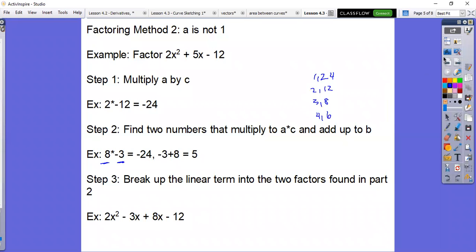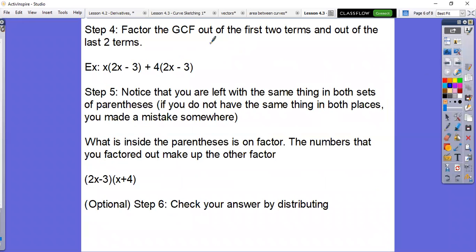So I'm going to go back. This was 2x squared minus 3x plus 8x minus 12. So what you can do is take these first two terms and factor out the greatest common factor. The only factor that these two terms have in common is x. So I'm going to factor x out and I'm left with 2x minus 3. These second two terms, I can factor out a positive 4, and I'm left with 2x minus 3.